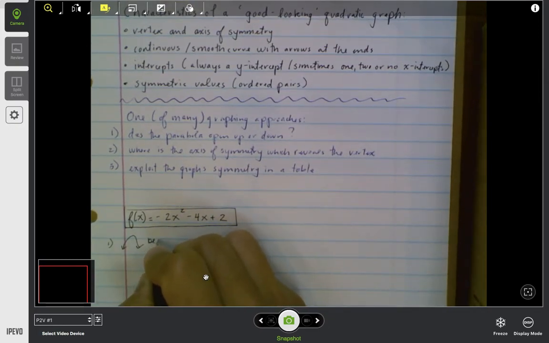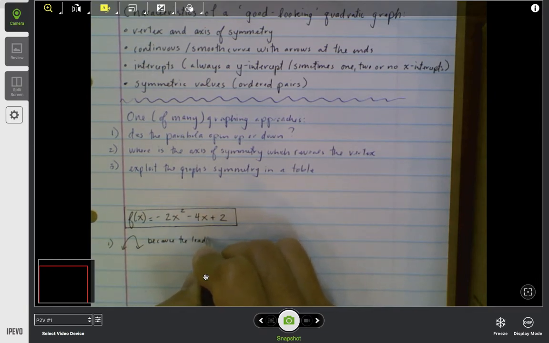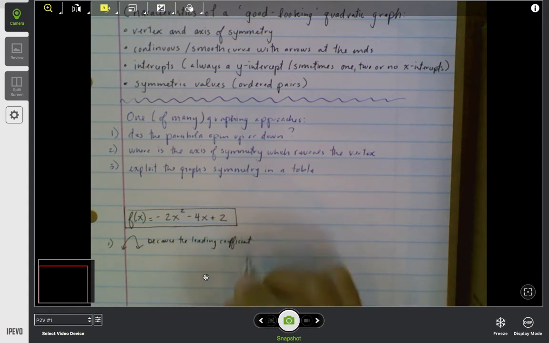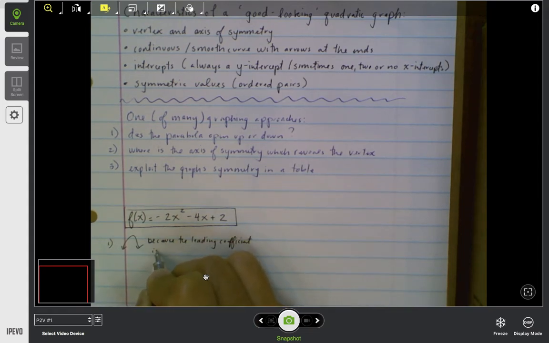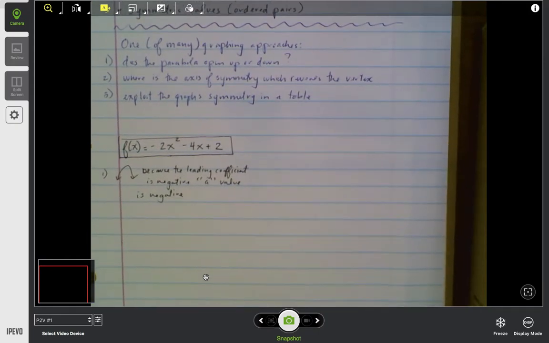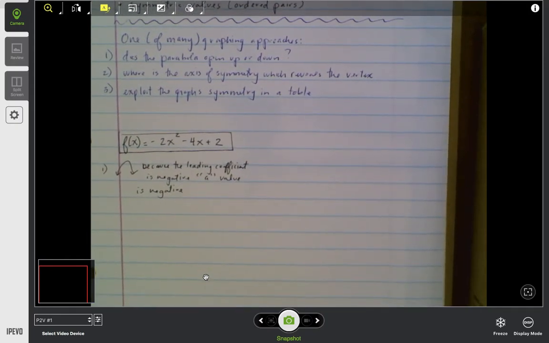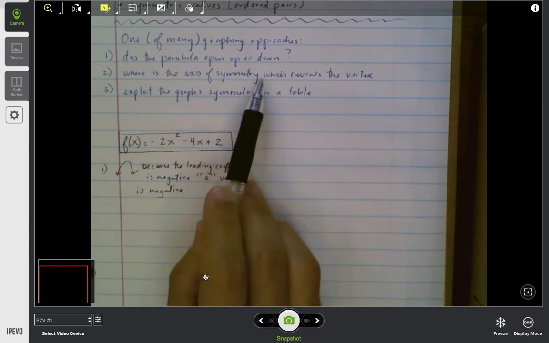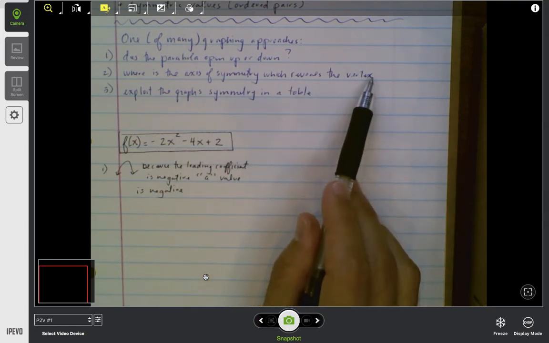In this case, because the leading coefficient, and this gives you a chance to see my handwriting, is negative. Another way to think of it is the a value is negative. So already we have a sense of what the parabola looks like. It is a broad sense, but nonetheless it's some sense of what's going on. Question two is, where is the axis of symmetry, which will reveal the vertex to us?